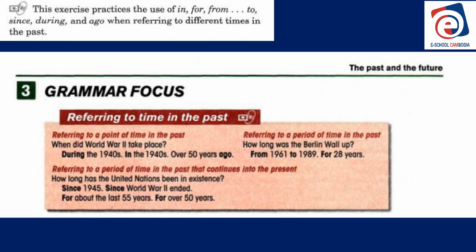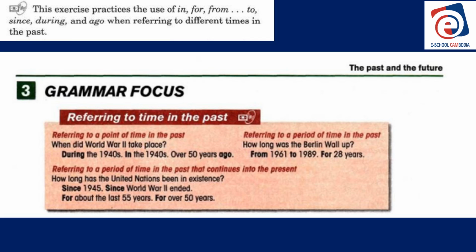How long have you lived in Cambodia? From April 1995 to February 2022. From to, so you're comparing the beginning of something to the current time or the end of something. And then we say for 28 years. Okay, the Berlin Wall was up from 1961 to 1989 for 28 years. How long have I lived in Cambodia? I've lived in Cambodia for about 28 years.